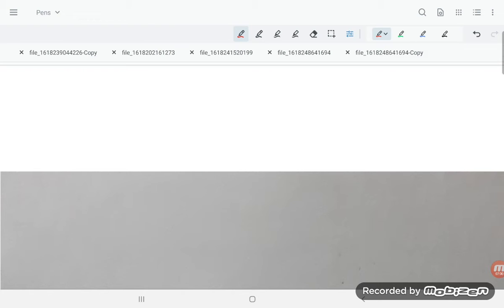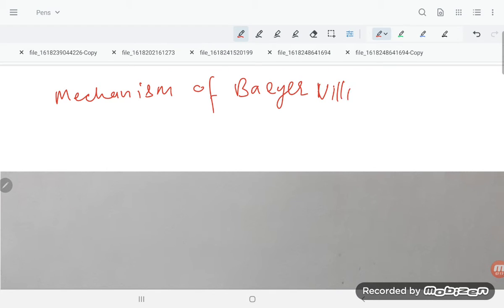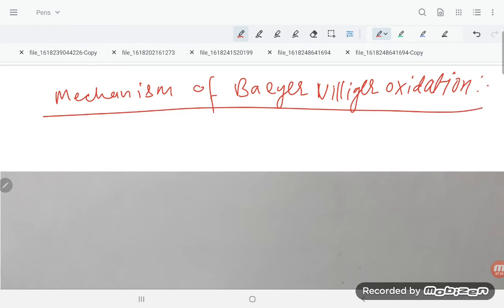Okay, so we are going to understand the mechanism of Baeyer-Villiger oxidation. So let us try to understand, student. Mechanism of Baeyer-Villiger oxidation. Okay, this is our point, student. Mechanism of Baeyer-Villiger oxidation, right? So how can you be able to understand the mechanism here? Let me firstly write down the reaction, and then we will try to understand the mechanism.